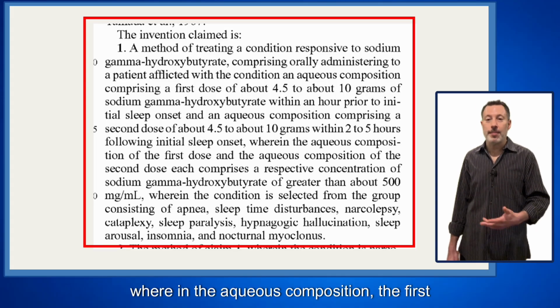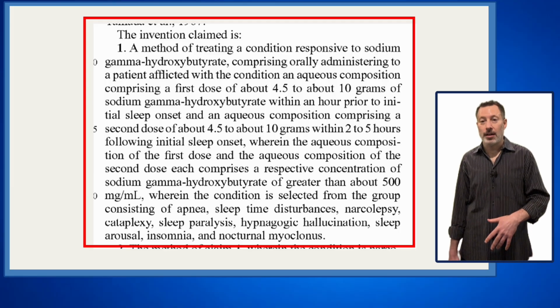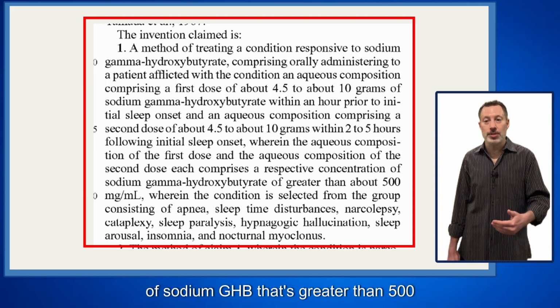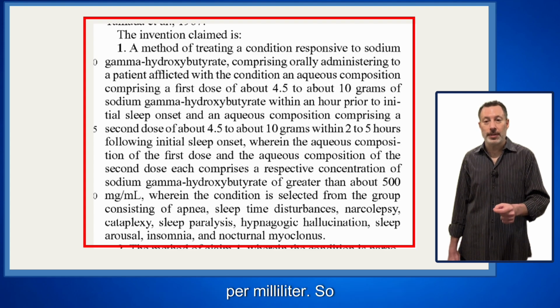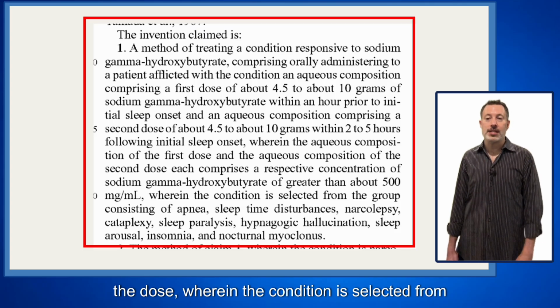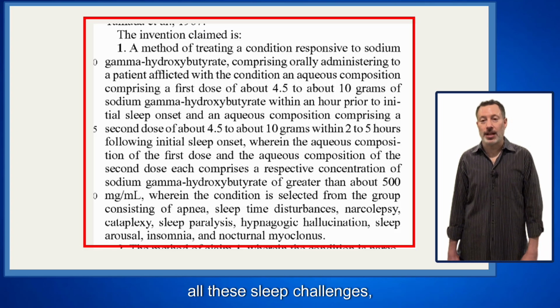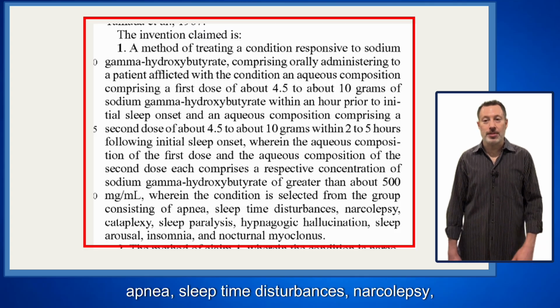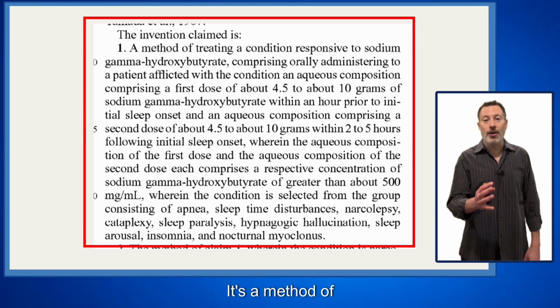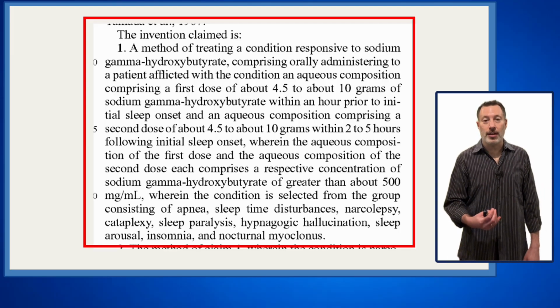Where in the aqueous composition, the first dose and the second dose each comprises a respective concentration of sodium GHB that's greater than 500 milligrams per milliliter. So they tell you about the concentration of the dose, wherein the condition is selected from all these sleep challenges: apnea, sleep time disturbances, narcolepsy, and so on. That's their patent. It's a method of treating you with this drug at a certain dose pattern and concentration.